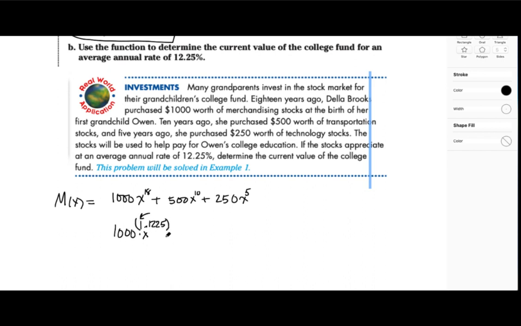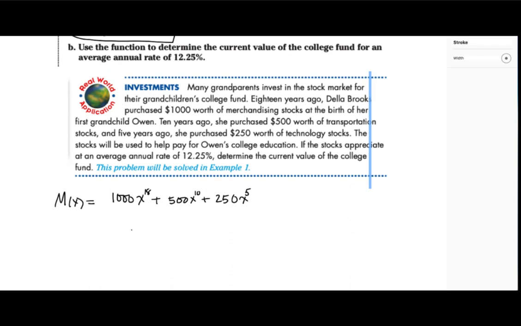But this happens not just once, but over and over again. Every year, this money is being multiplied again and again by this amount. And so how many years is this happening? This is happening for 18 years. And so whatever the rate is, whether it was 12.25 or something else, the bank is going to constantly multiply that amount by the interest factor. And so that's why we get 1,000x to the 18th power, and then we get the following values of 500 times x to the 10th, as that was purchased 10 years prior, and $250 times x to the 5th power, as that was purchased 5 years prior.